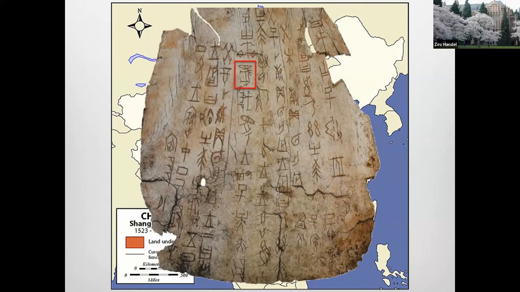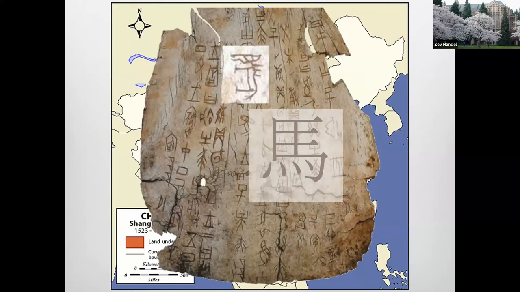You might see this. This, in fact, is a picture of something, although it's rotated 90 degrees. It's a picture of a horse. And it is, in fact, the ancestral form of this modern Chinese character for horse. But it would be a mistake to think that all Chinese characters originate in pictures this way. In fact, only a few hundred of the thousands of characters in common use are directly derived from pictures of objects.